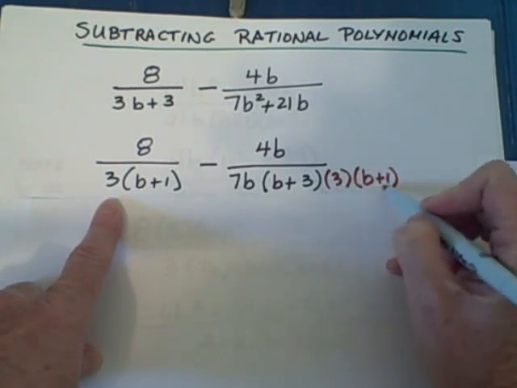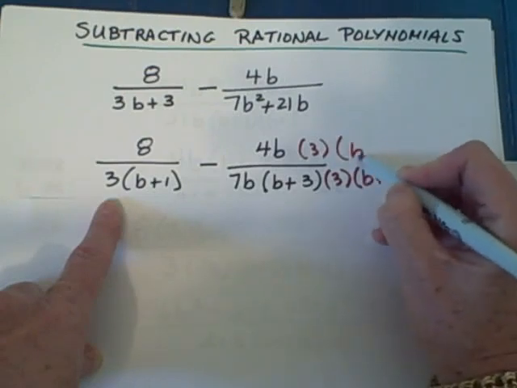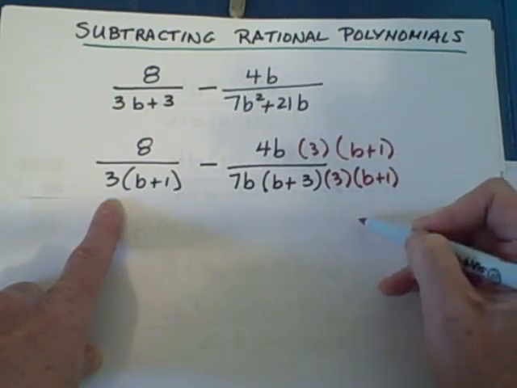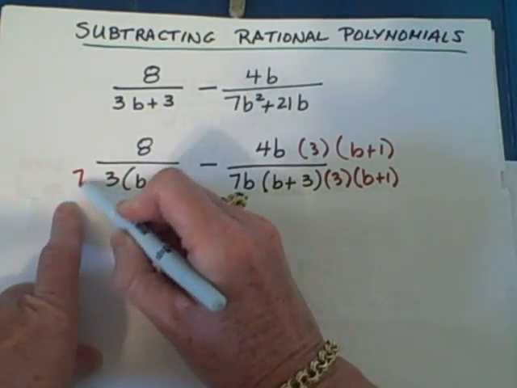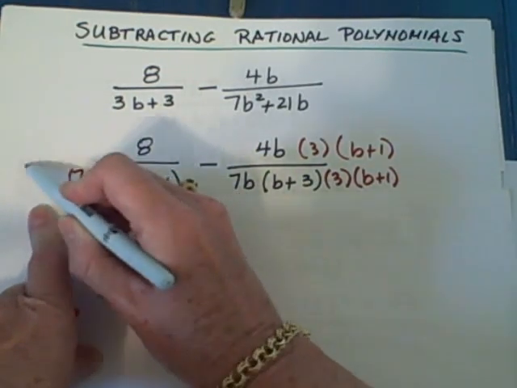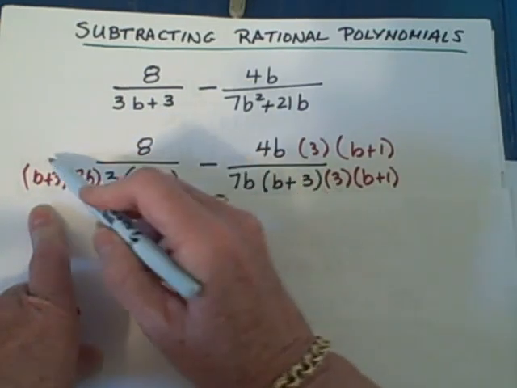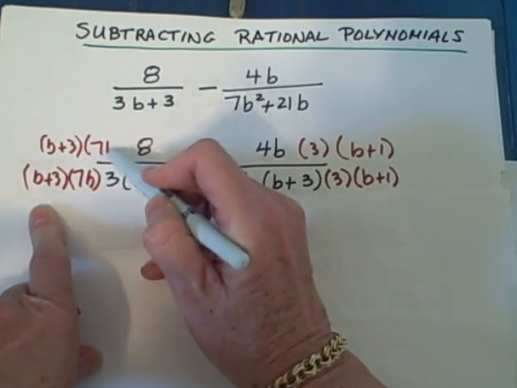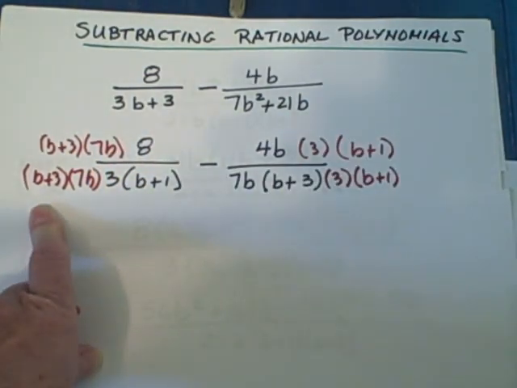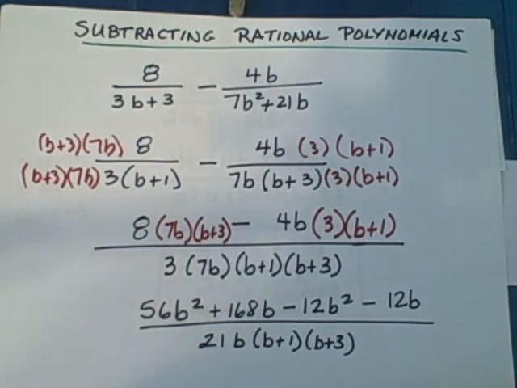Therefore, if I multiply the denominator down here by those numbers, I have to multiply the numerator by those same expressions. In this one, I'm missing a 7b, and I'm also missing a b plus 3. So therefore, I have to multiply this one, numerator, by b plus 3 times 7b as well. Once I multiply that, we have this down here.